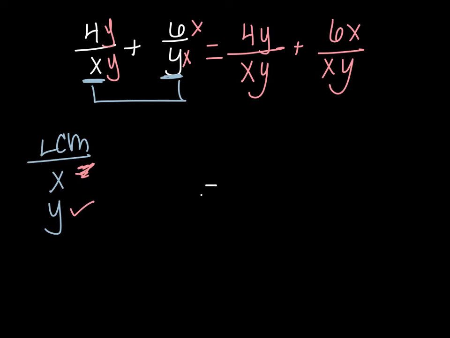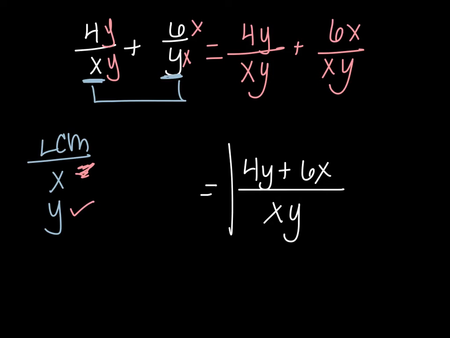So now I can add those together. I now have a common denominator of xy. And then the top, I have 4y plus 6x. And since those are not like terms, I leave them as they are.